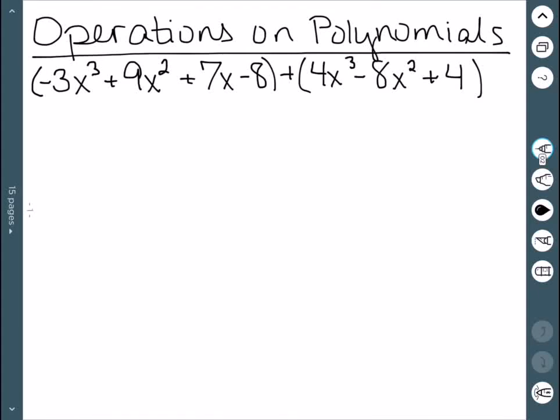Now that we've defined polynomials, we'll look at different operations. And the first thing we'll look at is addition. Here we see two polynomials in parentheses. And when we're dealing with just addition, the order that we add things in doesn't matter, which means these parentheses are pointless. And we can just add like terms.